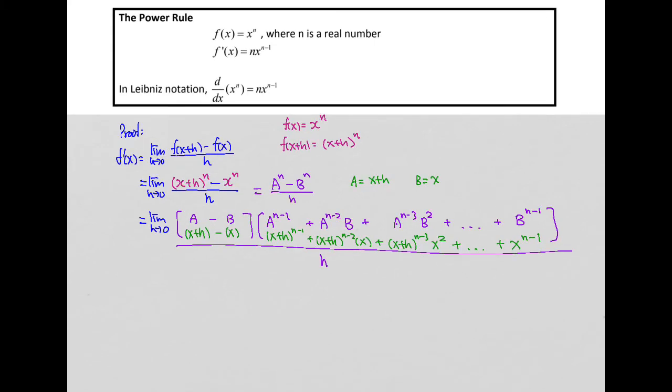Now, let's simplify the numerator. The first bracket, you have x + h − x. So x minus the x, now we only have h left in the first bracket. And we just copy down the entire second bracket.